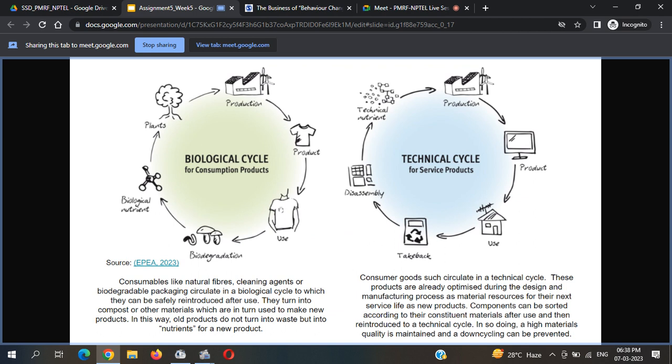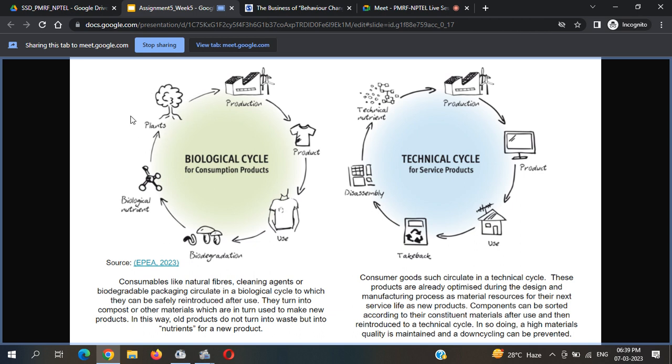This is a quick graphic which tells you the same. For example, this tells you about production of products like clothes or other things which are made of natural fiber. So the raw material is gathered from plants, then produced, converted into a product, which is then used by an end user. Then either through biodegradation or some other recycling or decomposition process, the product is degraded and converted into natural nutrients or biological nutrients, which again is taken up by other plants.